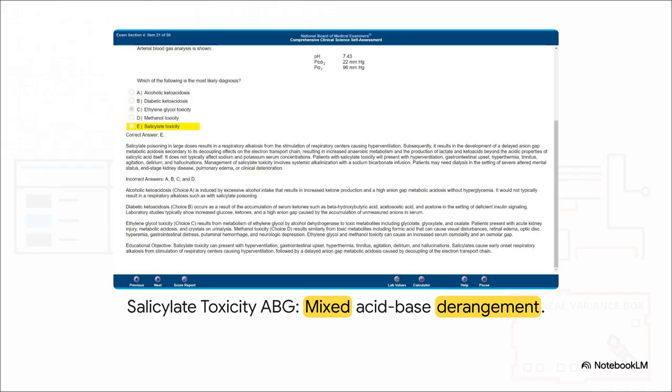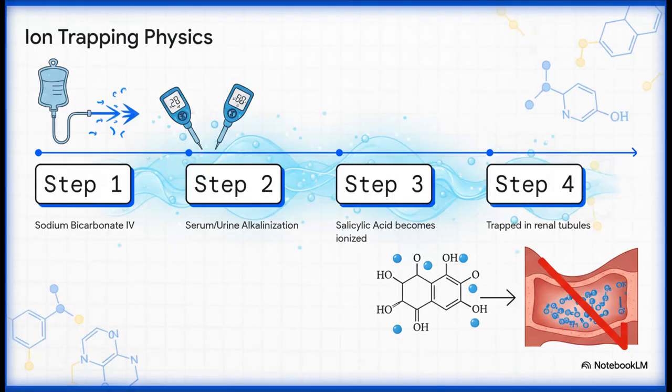You've got a primary respiratory alkalosis from early central respiratory stimulation causing hyperventilation, and that is aggressively clashing with a primary, delayed anion gap metabolic acidosis driven by the uncoupling of the electron transport chain. If you only glance at the pH, you will completely miss the poisoning. So how do we actually optimize elimination here?